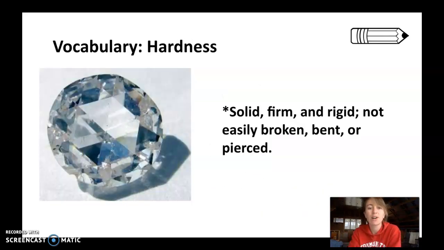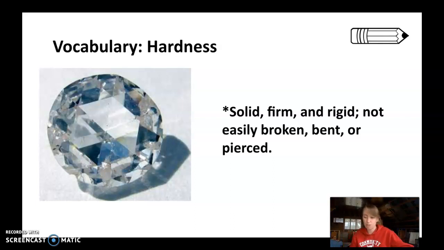All right, next is hardness. So this one's pretty self-explanatory, right? Something that is hard has a lot of hardness. Something that is soft does not have a lot of hardness. So it's about how solid, firm, or rigid it is. It's not easily broken, bent, or pierced. This is a picture of a diamond. This is one of the hardest materials out there. A diamond is solidified carbon, and it's super, super hard, which means it's used to test the hardness of a lot of other materials.